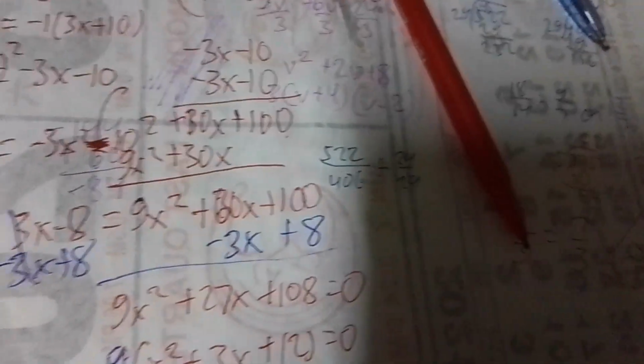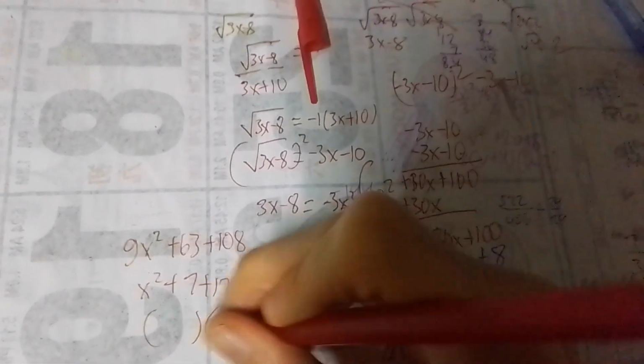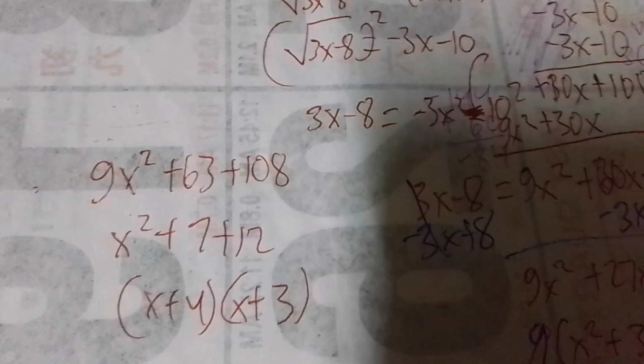Tapos kung naging 63 yan, if I were to factor this out, this will be x squared plus 63 plus 108. If I were to factor this out, that would be x squared plus 7x plus 12. And if I factor this out, that's supposed to be x plus 4 and x plus 3. Para when I multiply this, 4x, so yun, tama. That's supposed to be 63 pala. Kaya I do not know why I have this 3 there.